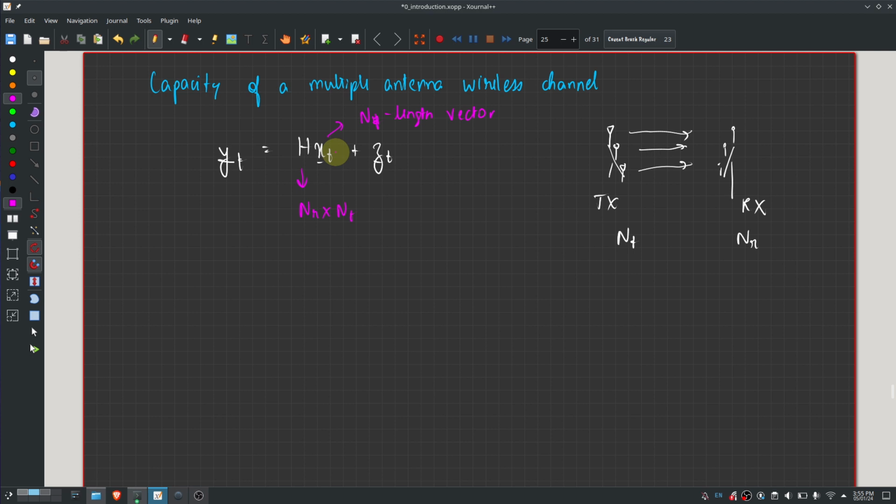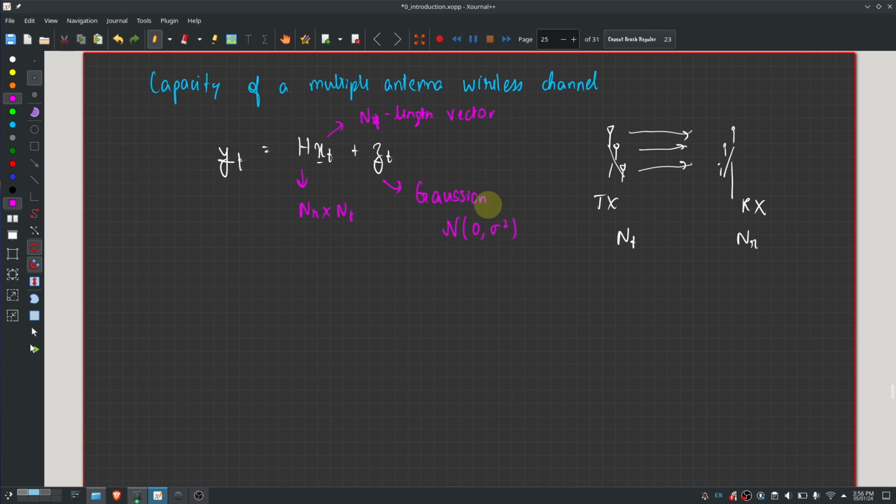Okay, this is one particular model, and z_t is typically taken to be Gaussian with mean 0 and variance sigma square. So there are NR components, each component independent and distributed according to a Gaussian. Let's not worry about where this came from, but this turns out to be a reasonably good model for approximating this particular communication system.